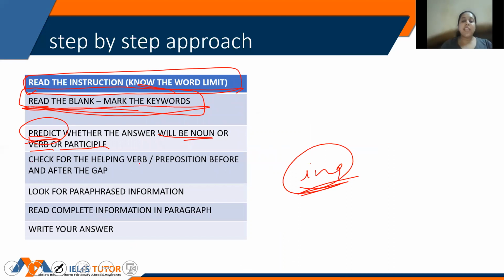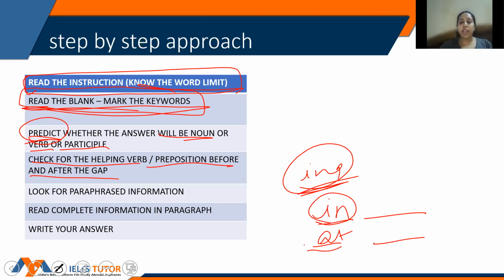Now, always check for helping verbs or preposition before and after the gap. If there is word like in, at, these are words, so it means in something, right? At means they're talking about a place, right? So this will help you to locate. In the paragraph also, these words will be used with these helping words. Okay, so whenever you read your statement, always look for the helping verbs which are used. Clear?